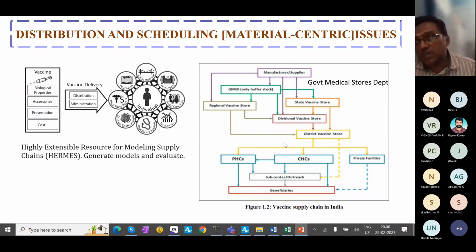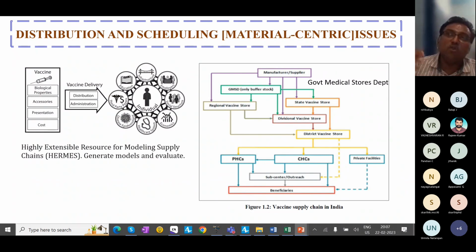And this is how a typical supply chain is. Even for COVID-19, how the vaccines got distributed. You have a manufacturer, and then this comes to a government medical stores depot. And from the government medical depot, maybe a centralized depot, from where it goes to regional, or sometimes from here it may go to a state, or directly from the manufacturer it will go to the state. And then you have the divisional vaccine store, then the district vaccine store, primary health clinic, and then these facilities, community health center. So it will go like this: primary health center, community health center. So this way it goes.